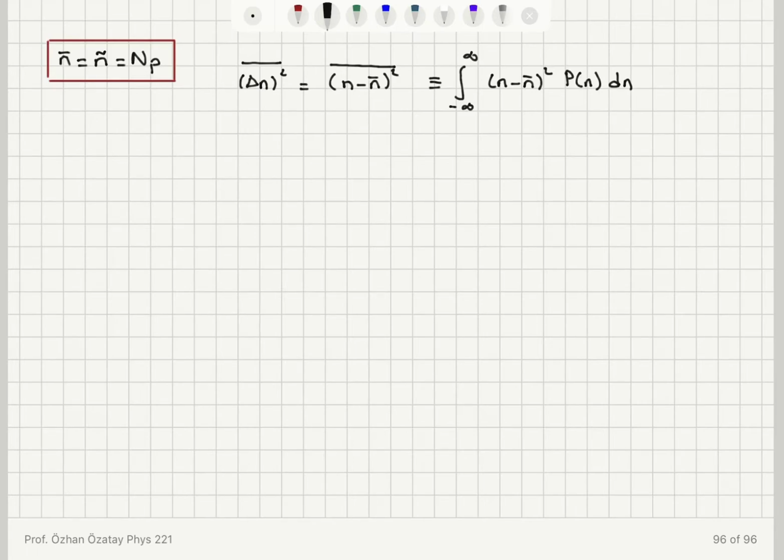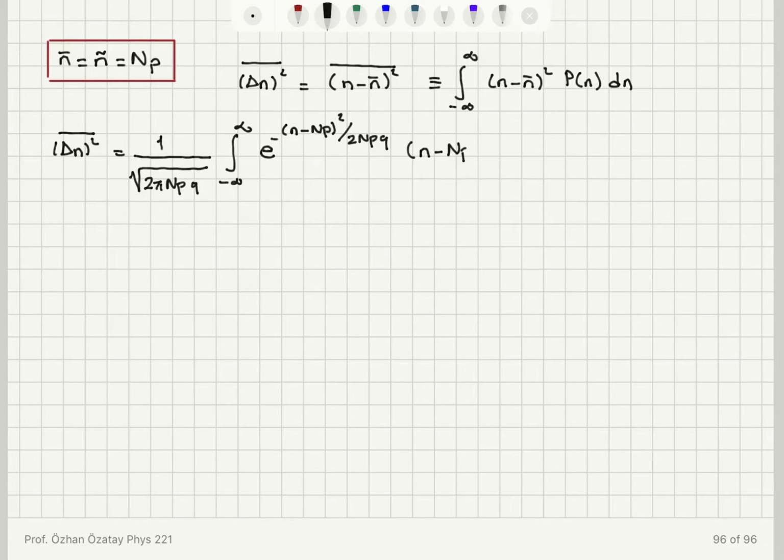So if I substitute here the probability distribution, the dispersion delta n square bar will become 1 over square root 2 pi capital NPQ, integral from minus infinity to plus infinity, the Gaussian e to the minus (n minus capital NP) squared divided by 2 NPQ, and then I have (n minus n bar), which is capital NP, squared, dn. So this time I'm going to call n minus capital NP y, so that dy will be equal to dn.